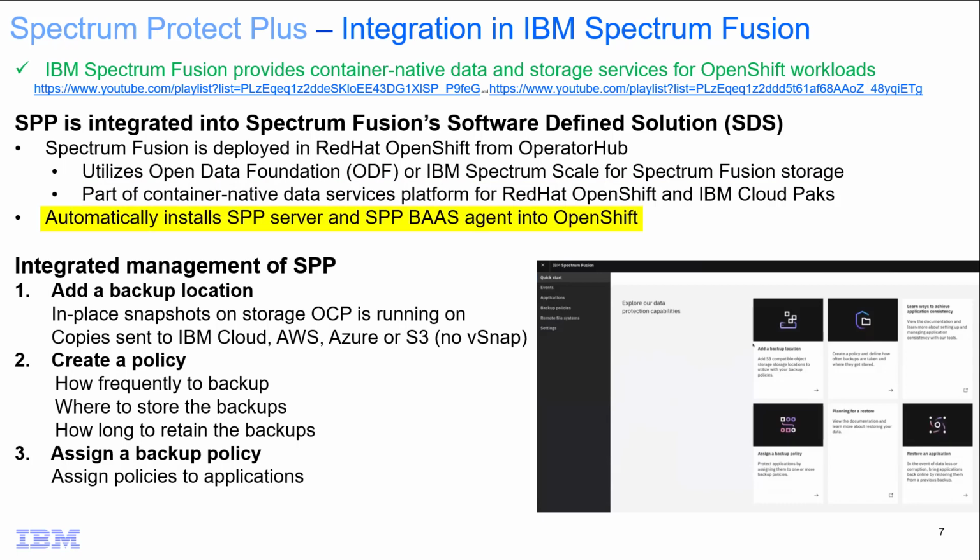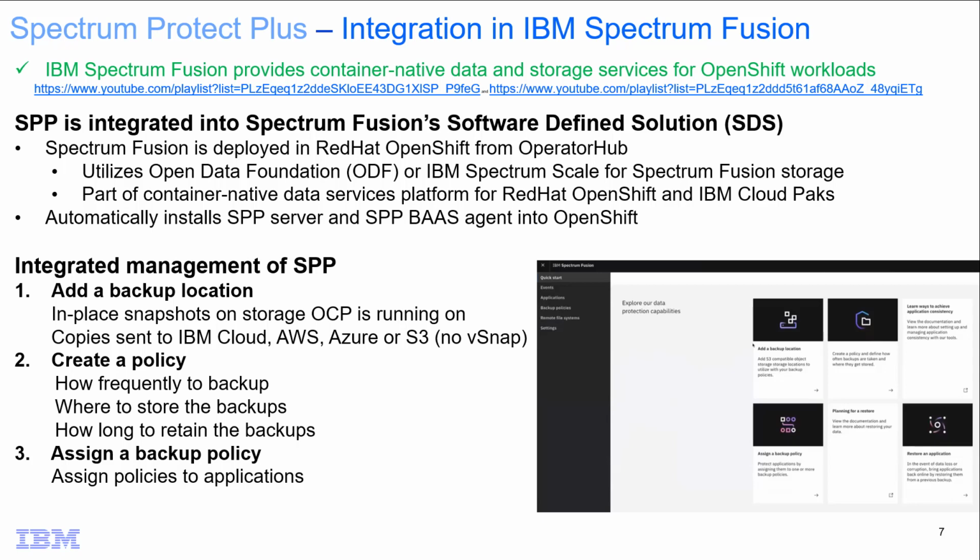So when you install Spectrum Fusion, it will automatically install Spectrum Protect Plus server and the Spectrum Protect Plus BAAS agent into that OpenShift environment. And so for any of you who have gone through the manual install of the Spectrum Protect Plus server or Spectrum Protect Plus BAAS agents in OpenShift, you'll see how simple Fusion makes it to do the installs.